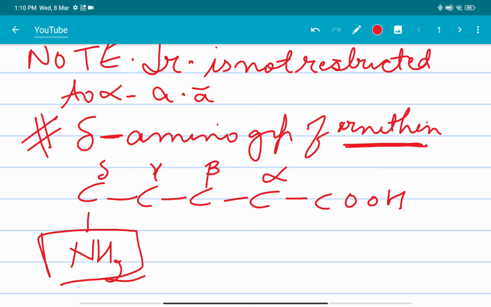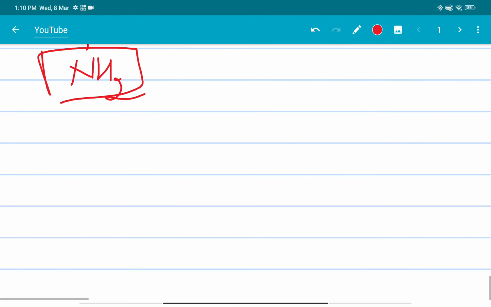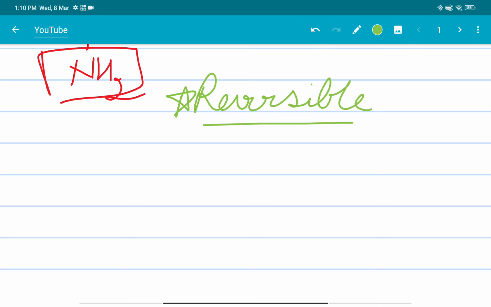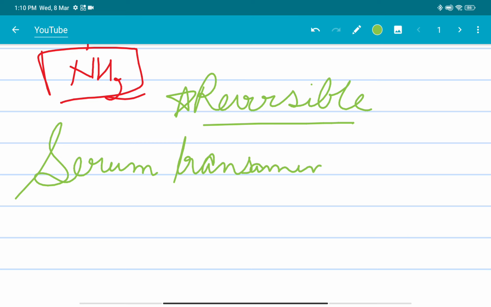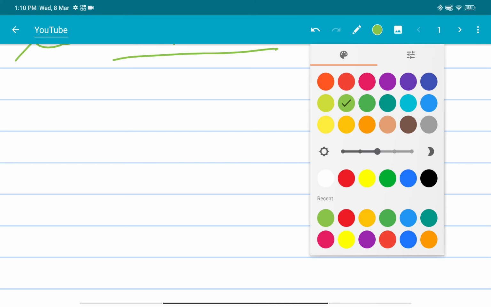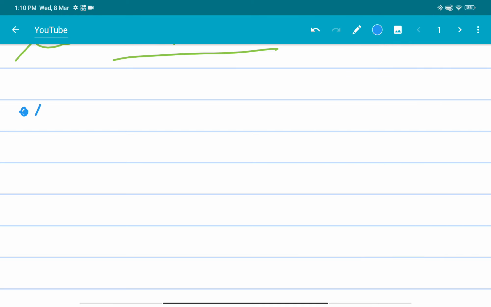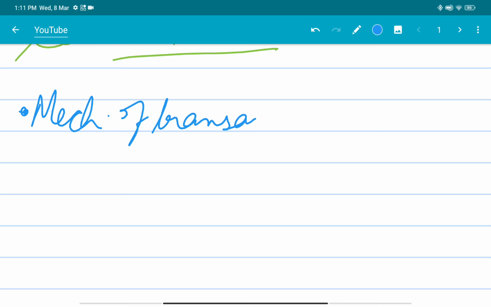Fine. Transamination is a reversible process. The enzyme serum transaminase is very important for diagnostic purposes. These are a few noteworthy points. Fine. You just have to learn them. Then we will discuss the mechanism of transamination.